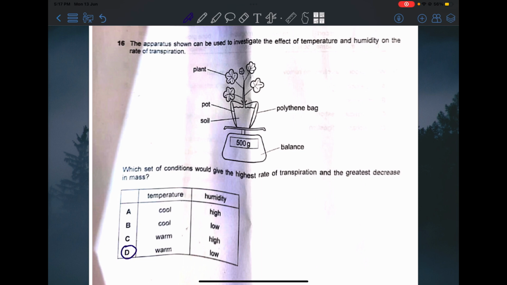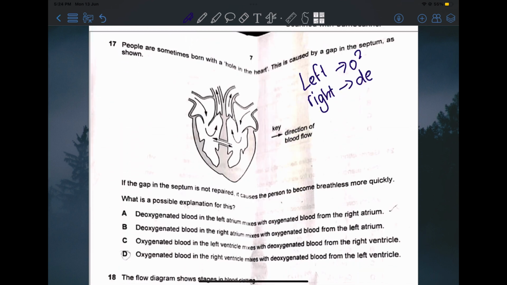when humidity is low, it's going to increase the transpiration, and when temperature is hot, it's going to actually speed up the enzymes' action. So 16 is going to be D.